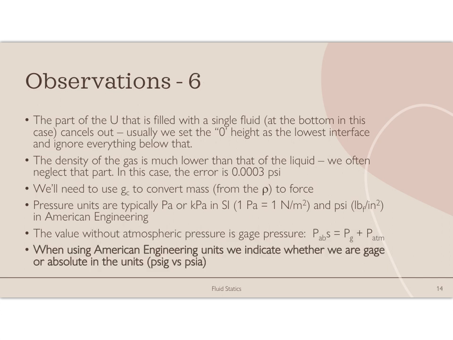When we have American engineering units, probably the only nice thing about American engineering units is that it absolutely indicates for us whether we are talking about gauge pressure or absolute pressure, because we add that to the PSI. So PSIG is pounds per square inch gauge pressure. PSIA is pounds per square inch absolute pressure.